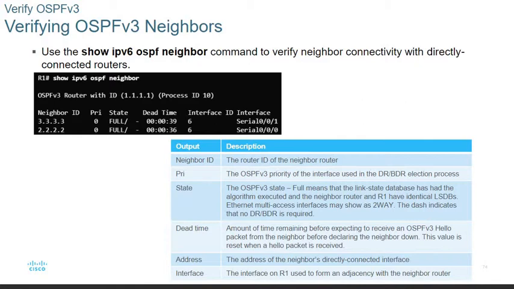Ethernet multi-access interfaces may show as two-way. The dash indicates that no DR/BDR is required. Dead Time is the amount of time remaining before expecting to receive an OSPFv3 hello packet from the neighbor before declaring the neighbor down. This value is reset when a hello packet is received. Address is the address of the neighbor's directly connected interface, the interface on R1 used to form an adjacency with the neighbor router.